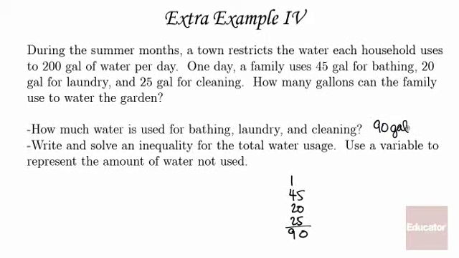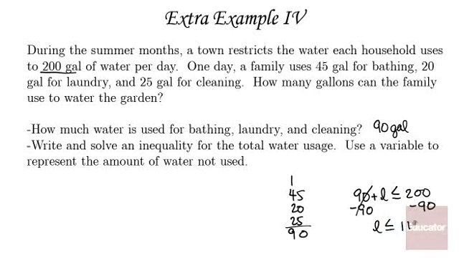And we know that at the very most, the city is allowing the family to use 200 gallons. So 90 plus water not used, so maybe water left over, has got to be less than or equal to 200. It can at the very most be 200, but it would be better for the city if it was less than 200. Now let's subtract the 90 that's already been used to find out how much is left over. And 110 gallons are left over. So the family could use 110 gallons to water the garden.